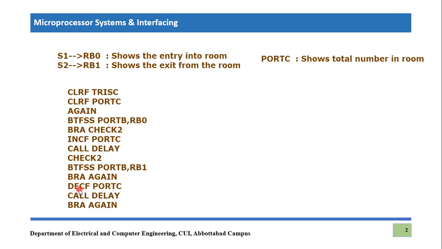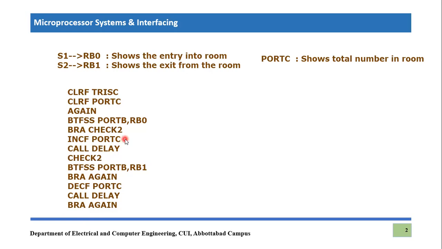So we will be decrementing the port C value, which shows the total number. If there is any exit from the room, we have to decrement it, right? That is why we are decrementing port C. And again, after decrementing, we are calling some delay, right? Why we are calling this delay, I will discuss later when I implement this code in Proteus. For the moment, just take it as it is, and then we repeat the branch again, right? And this loop will continue.